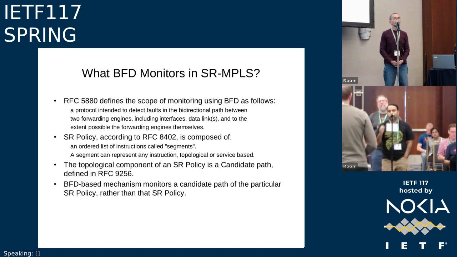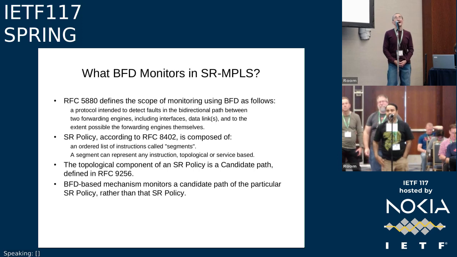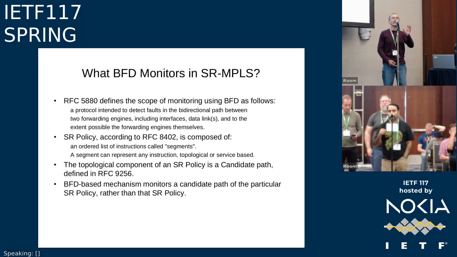Okay. So just a clarification, I was not talking about strict or loose paths. Each segment list could be strict or loose, but if you look at the SR policy architecture draft, RFC 9256, the actual path, equivalent to an LSP, is at the segment list level. So we should perhaps be monitoring each of them. Yes, we can take it offline. Actually, if you can provide, let's discuss the exact wording that you envision.